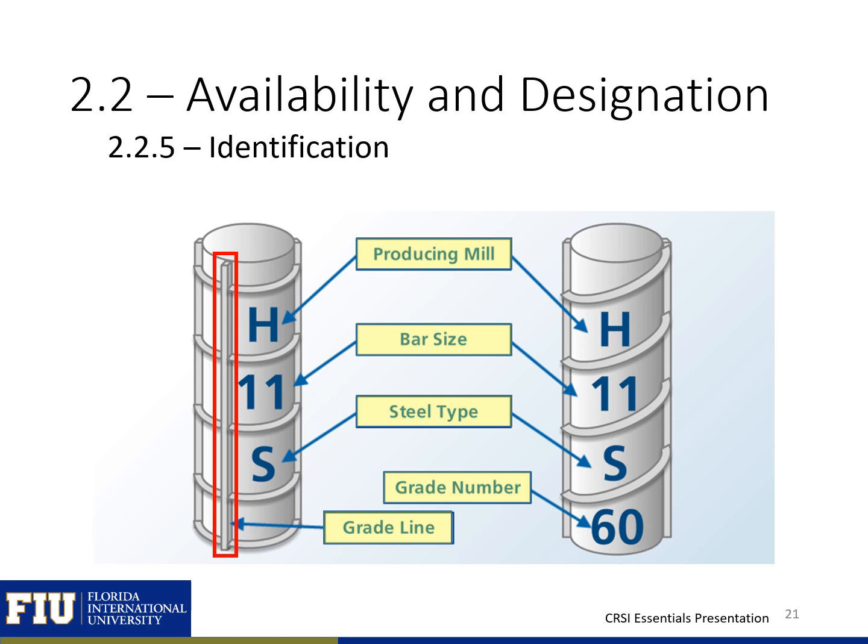The fourth identification mark is the minimum yield strength, or grade designation, which is required for grade 60 and 75 bars only. Grade 40 and 50 bars are required to have only the first three identification marks. In lieu of the grade number, a grade line can be used. For grade 60 bars, one additional longitudinal rib, or grade line, is rolled onto the bar, as illustrated in the figure on the left. Two additional longitudinal ribs are required for grade 75 bars.